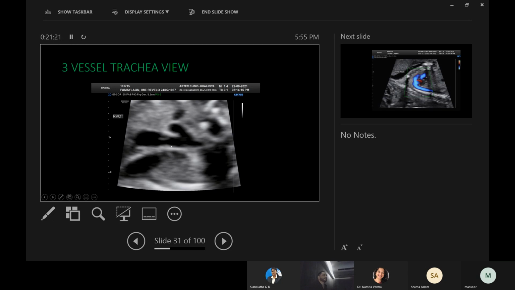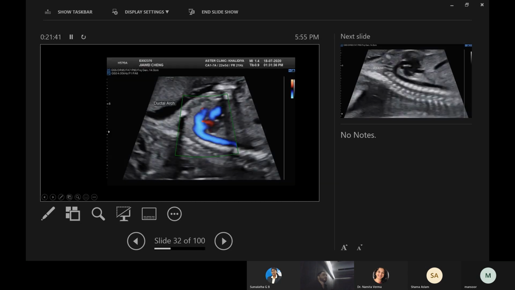And next is the three vessel trachea view. This is known as the V sign, where the pulmonary artery and the aorta come and go into the descending aorta. Three vessels: superior vena cava, aorta, pulmonary artery. These are the three vessels. You're seeing a black dot here, that is the trachea. This is known as three vessel trachea view.